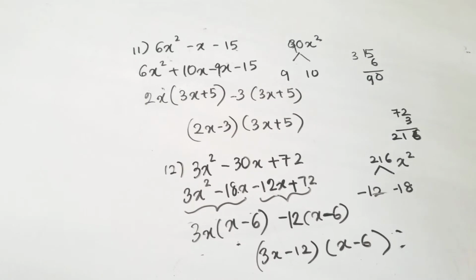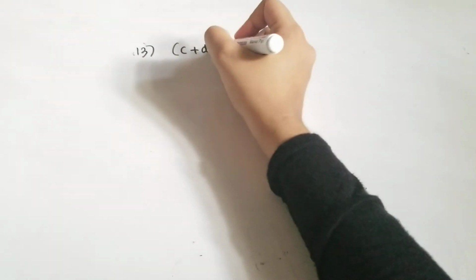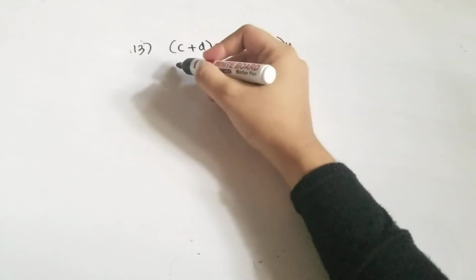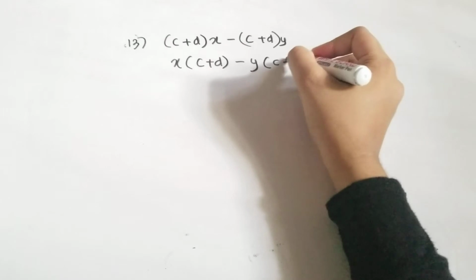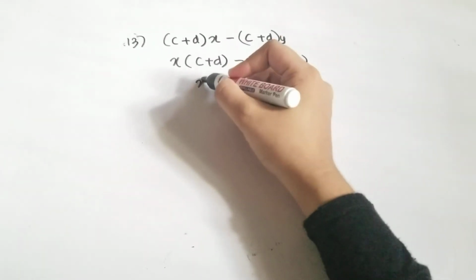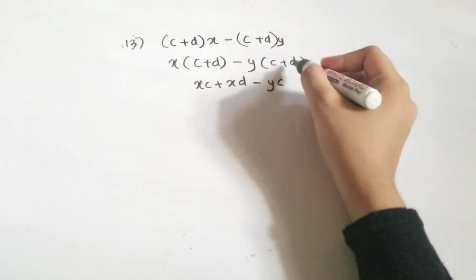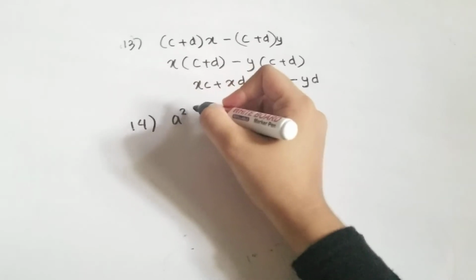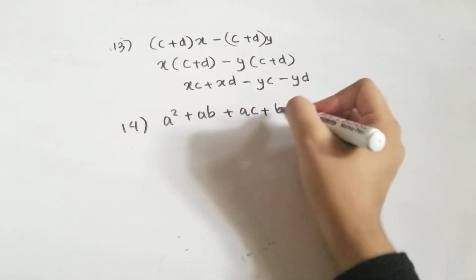Question number 13. 13th question. Okay, now this is different. c plus d, x minus c plus d, y. So they have just given it in a different manner. It's like this way. Now you are clear with this. What should we do? We have to just multiply the brackets. xc plus xd minus yc plus into minus is minus yd. That's all.